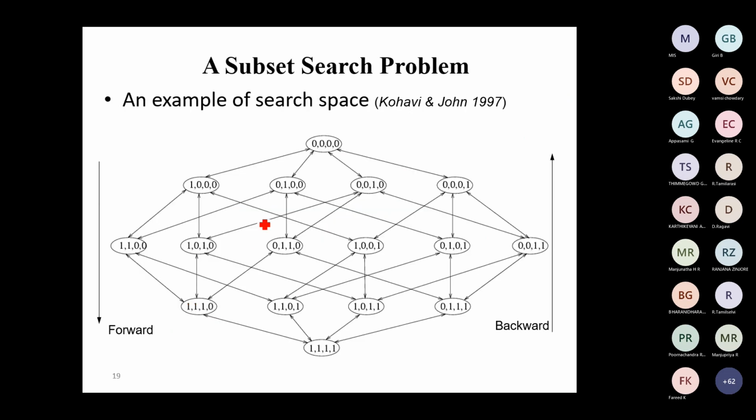So here, this is a subset problem. In the feature selection approach, let us say from 10 features we have to select 4 features. In this example of the subset search problem, we have taken 4 features: A, B, C, D. From these 4 features, we have to select the best subset. It can be 2 features, or 3 features, or all 4 features may be the best subset. We don't know which is the best subset.